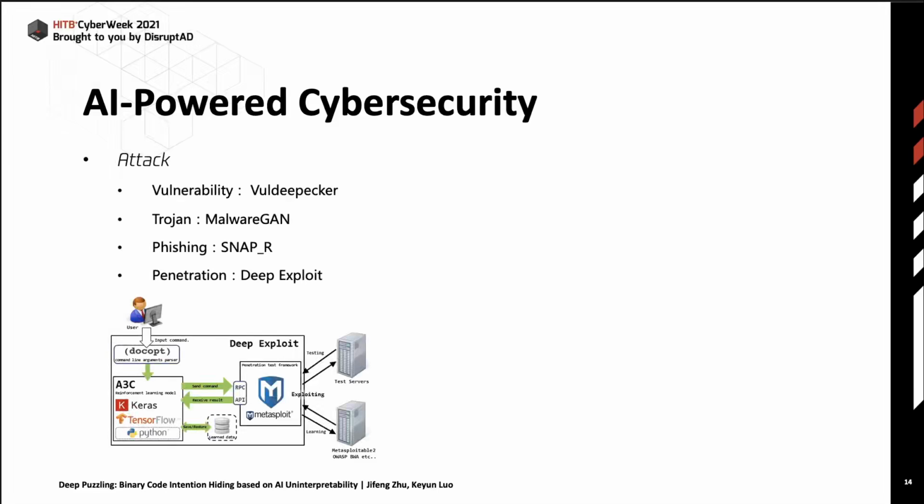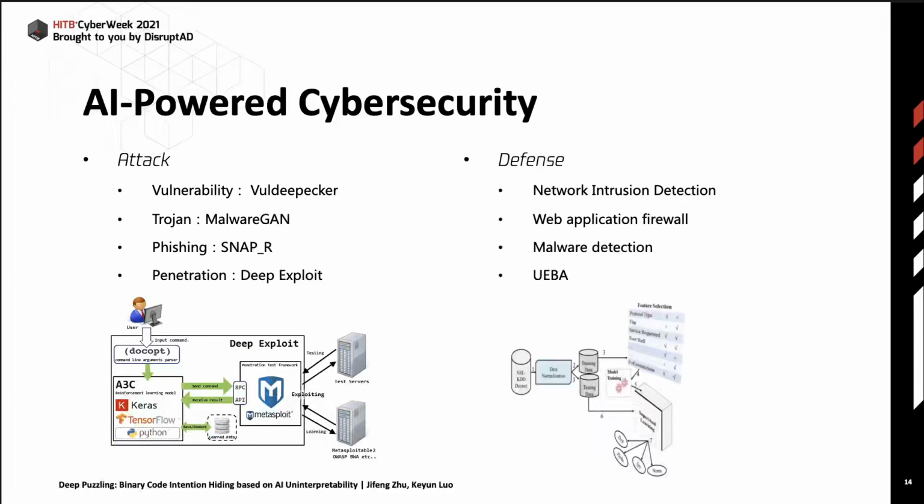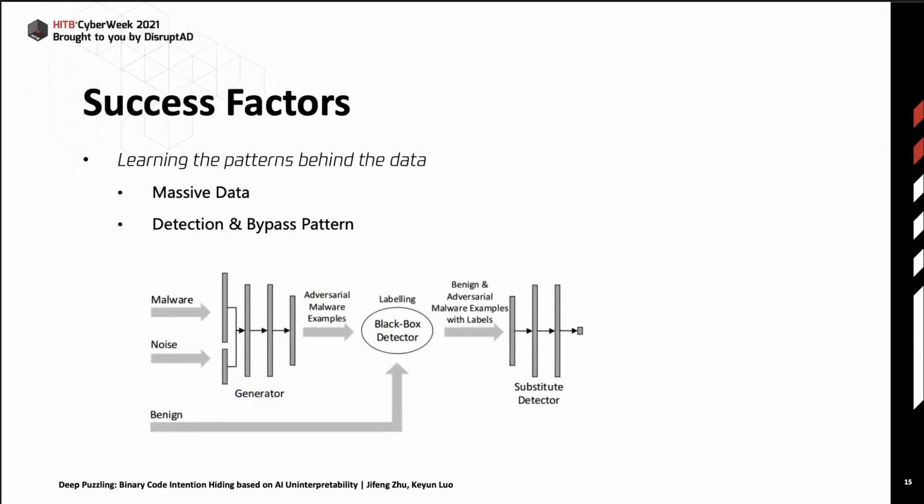For the attacker, we can use artificial intelligence to find vulnerabilities, Trojan avoid killing, spear phishing, and even automated penetration testing. And for the defender, we can perform intrusion detection, web application firewall, malware detection, and user behavior analysis. The efficiency of artificial intelligence can complete these tasks quickly and realize intelligent decisions to a certain extent. The elements of the success of these applications can be summarized in the following two aspects: massive data and the patterns behind them.